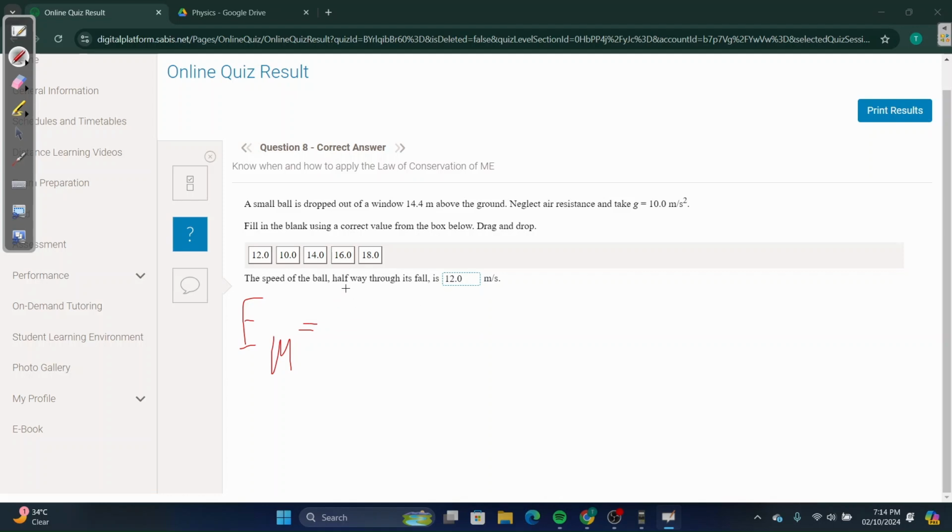So let's take point P to be the halfway point. So it's going to be KE at the halfway point H plus PE at the halfway point H. But at the same time, mechanical energy also equals the kinetic energy at the maximum, which I'll call M, and the minimum potential energy, which I'll call MI.